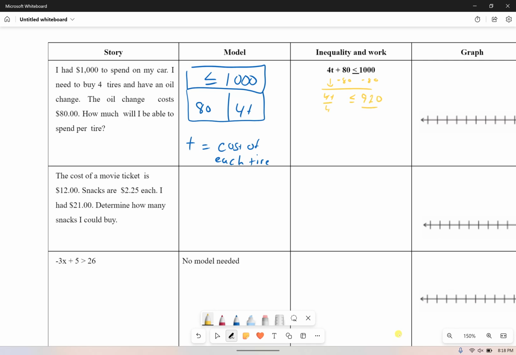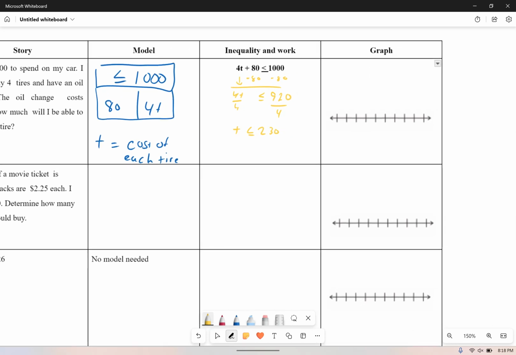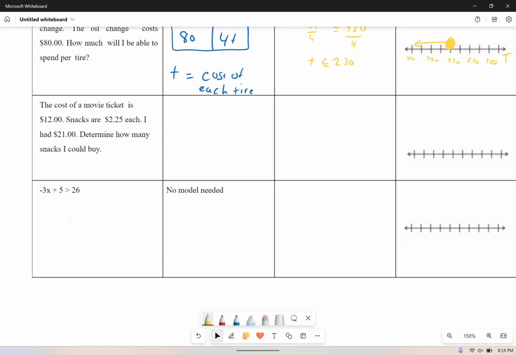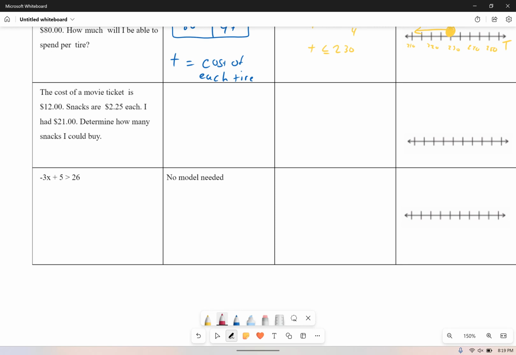I'm going to divide both sides by 4. So the cost of each tire can be at most $230. So over here, if I do 230, 240, 250, 220, and 210, this is T. It's going to be a closed circle because I could spend $230 on each tire or less. And that's it.